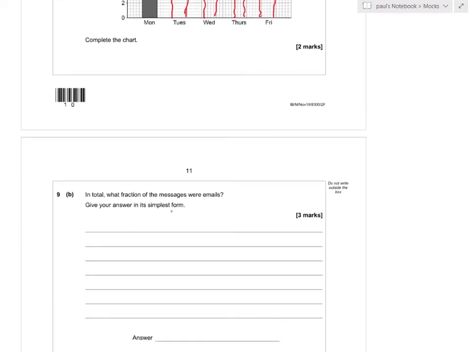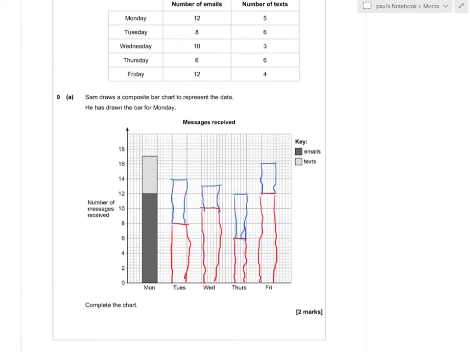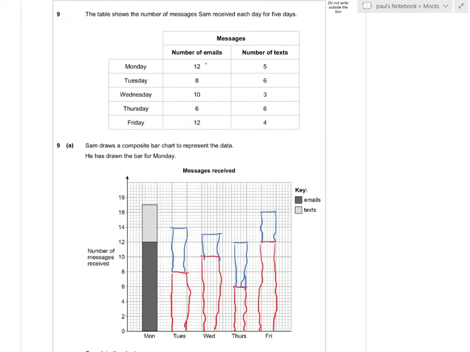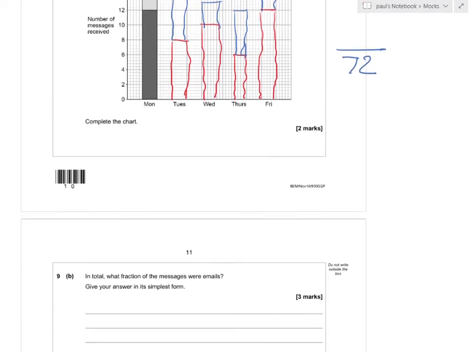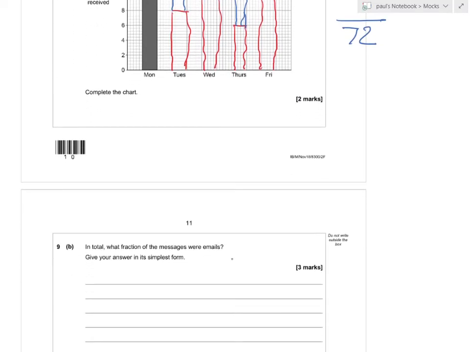In total, what fraction of the messages were emails? Oh, so how many emails? How many messages? Right, total. So altogether we've got 17 and 14 and 13 and 12 and 16. And add those up, it's 72 altogether. 72. Fraction. Is it number of emails to the whole thing? Okay, so we've got 72.